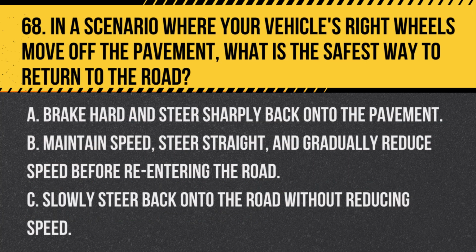Question 68. In a scenario where your vehicle's right wheels move off the pavement, what is the safest way to return to the road? A. Brake hard and steer sharply back onto the pavement. B. Maintain speed, steer straight, and gradually reduce speed before re-entering the road. C. Slowly steer back onto the road without reducing speed. Answer. B. Maintain speed, steer straight, and gradually reduce speed before re-entering the road. Abrupt movements can lead to loss of control.